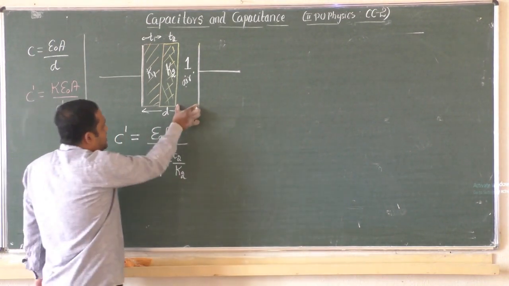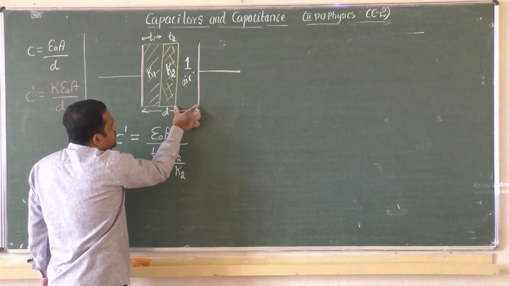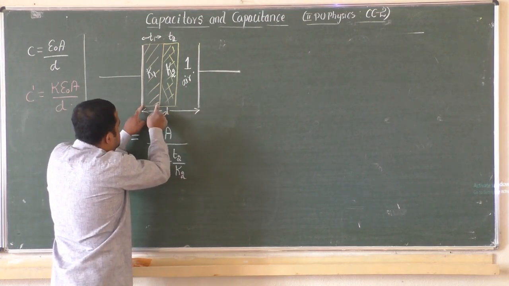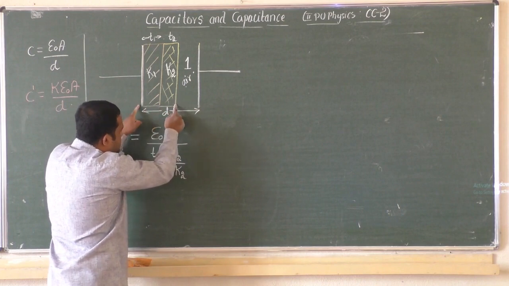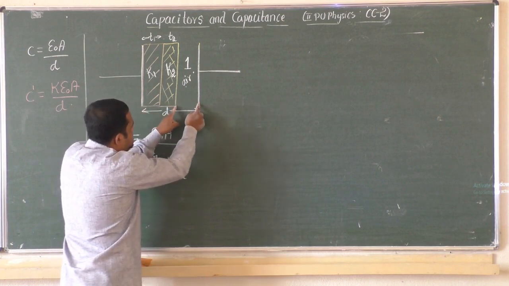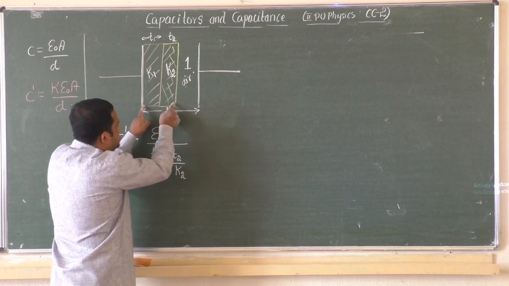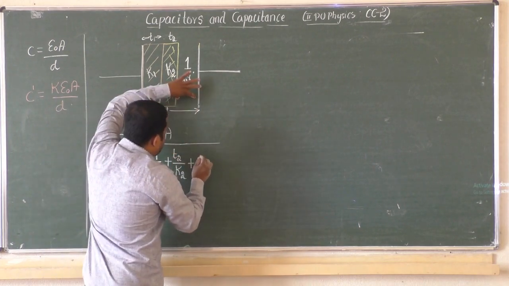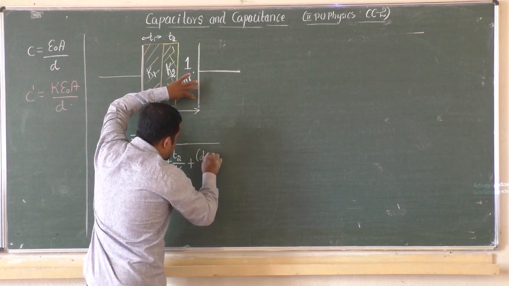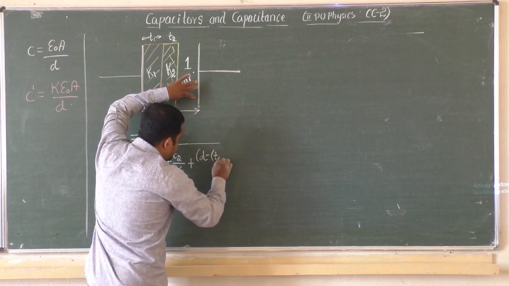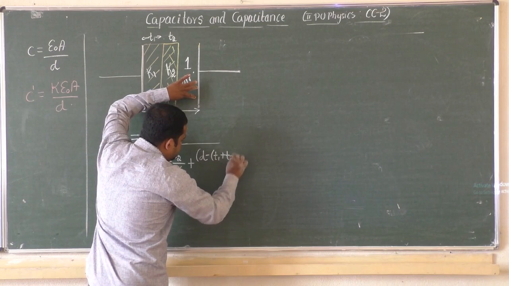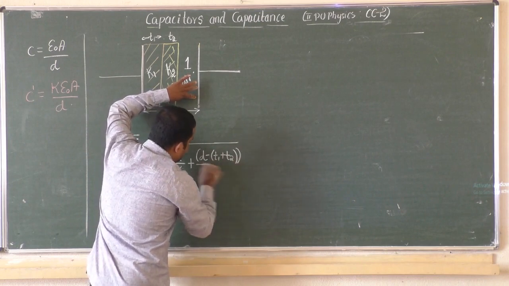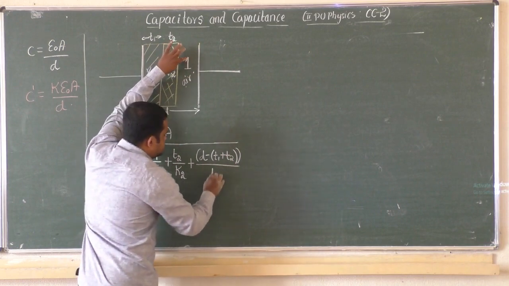Okay. Third dielectric medium is air. What about its thickness? Total is D. This part is T1, this part is T2. So total is T1 plus T2. That means this separation is D minus (T1 plus T2). So this will be plus thickness of air, that is D, original thickness, minus (T1 plus T2), divided by, what is the dielectric constant? It is equal to 1.